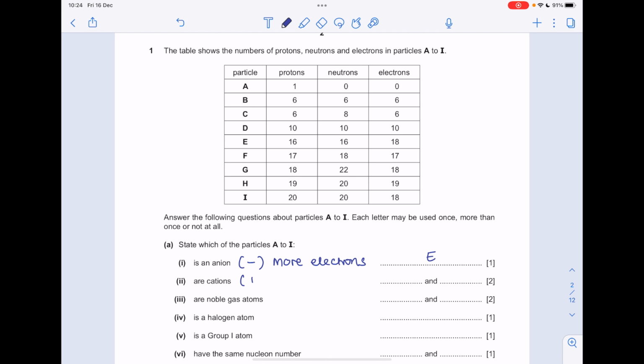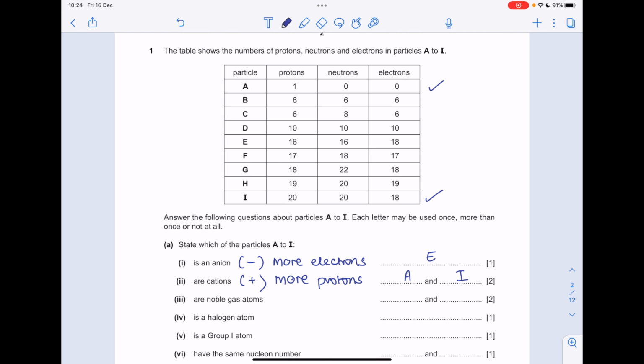What about our cation? So we need 2 answers here. Positive is a cation, so we need more protons this time. And as you look down, you can see that we have more protons for A. Then keep scanning down, and more protons for I.